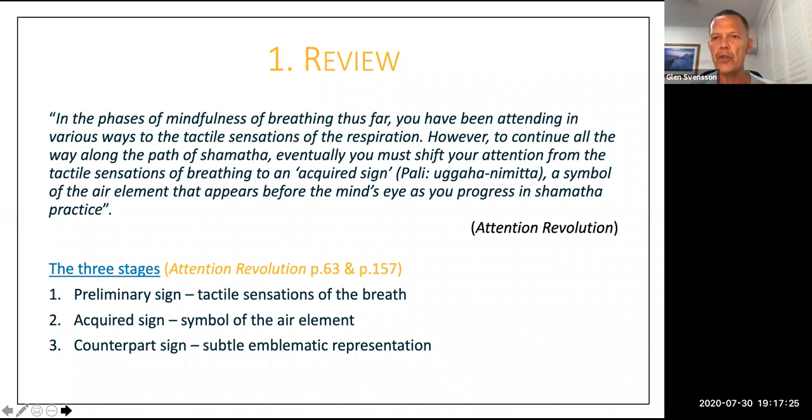And so there are 3 stages we go through. There's the preliminary sign, which is focusing on the actual tactile sensations of the breath. And then when this acquired sign arises, this mental image relating to the breath, use that the rest of the way to shamatha. When we achieve shamatha, that acquired sign becomes what's called the counterpart sign, which is really a subtle emblematic representation of the whole quality of the air element. And to describe these 2, the acquired sign and the counterpart sign, we'll read from Alan Wallace's Attention Revolution. First, the acquired sign he talks about on page 63. So let's have a look at that.